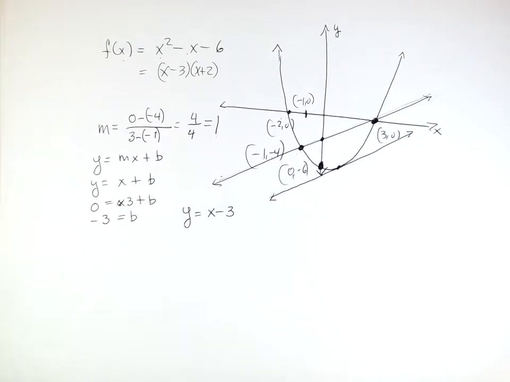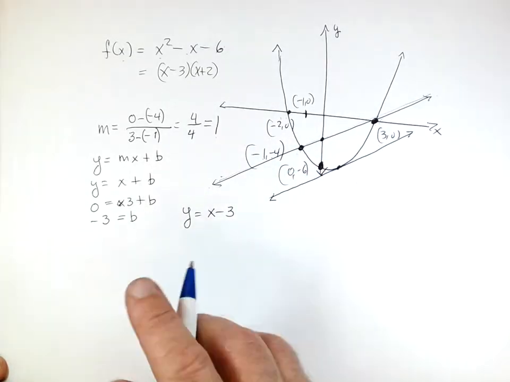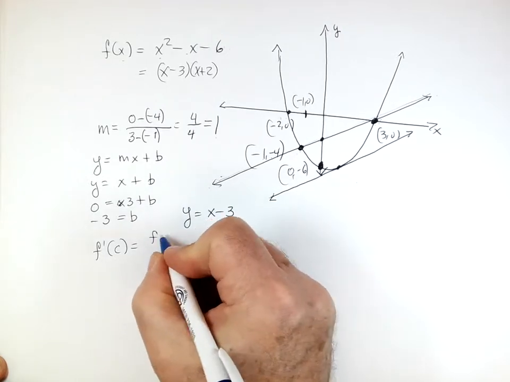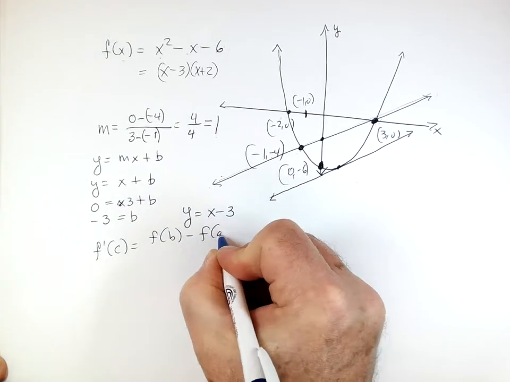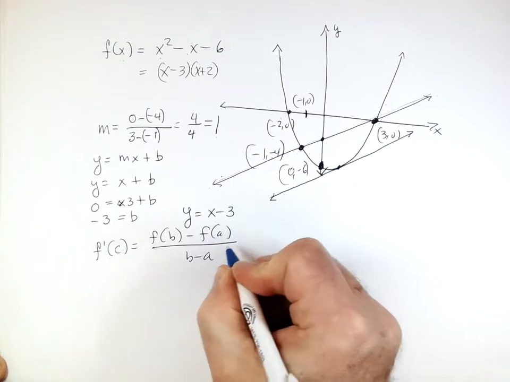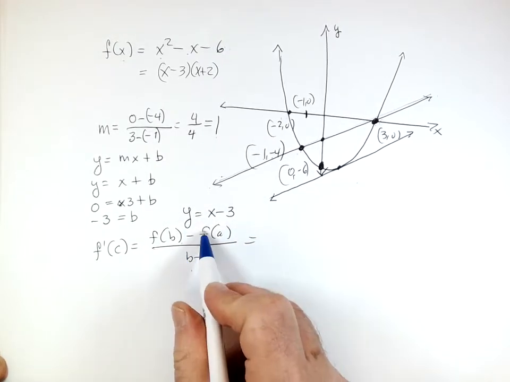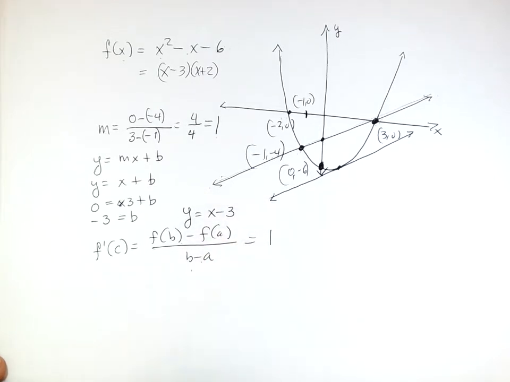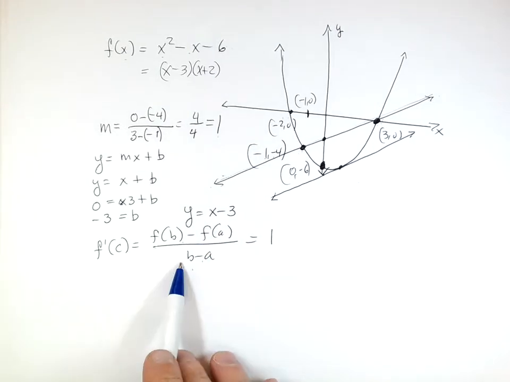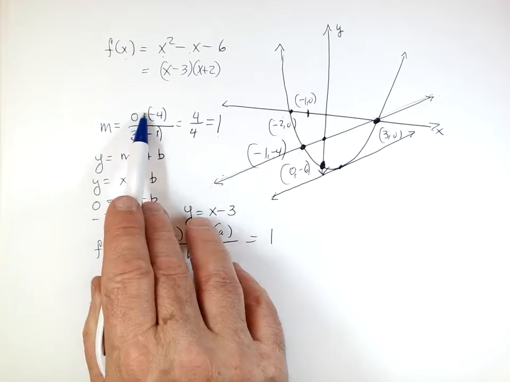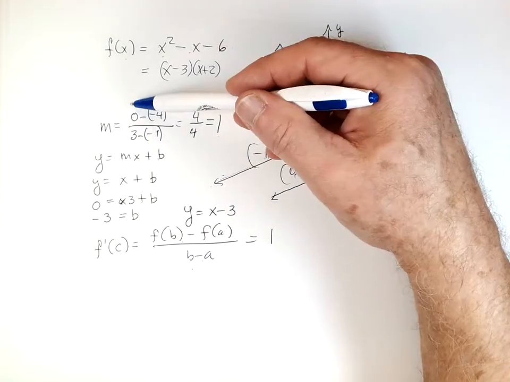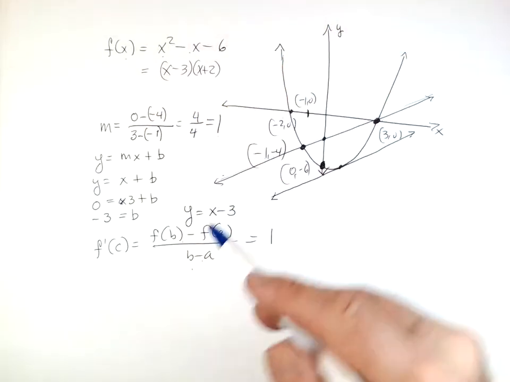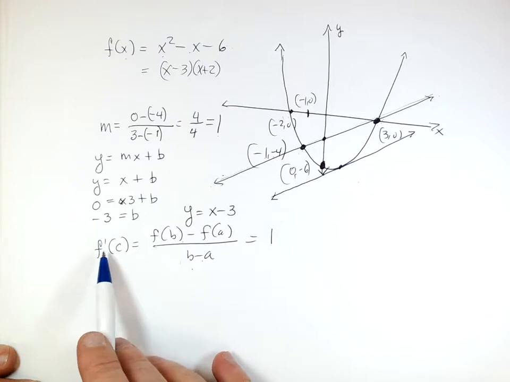Mean value theorem says that there will be a c in here somewhere where f prime of c is equal to f of b minus f of a over b minus a. Well, that's what we just did. This is the slope of the secant line. We found that slope to be equal to 1. So we're looking for a c where the derivative at c is equal to 1.